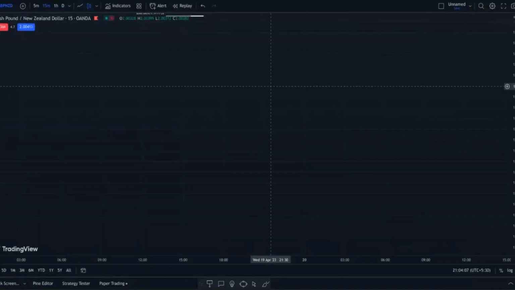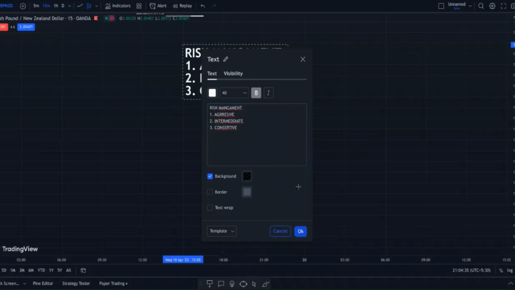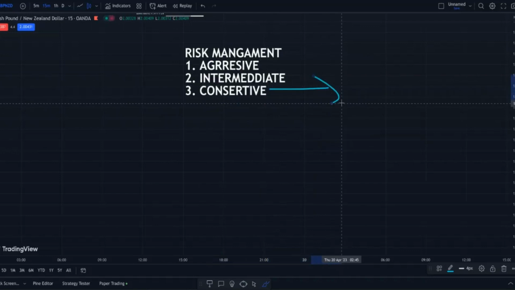There are three types of traders in risk management, because I told you I will be explaining risk management in the context of a system. You have the aggressive trader, the intermediate, who trades both ways, and the conservative trader. A conservative trader puts fewer trades but high-probability trades, so he can put bigger risk because he is taking specific trades.